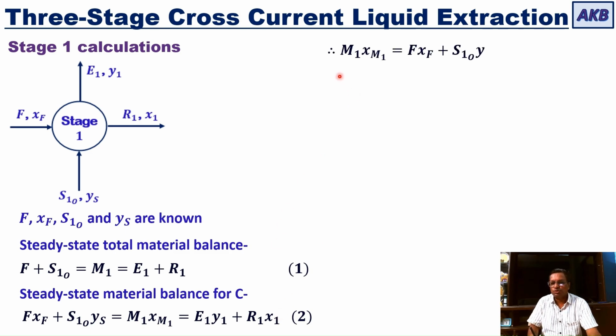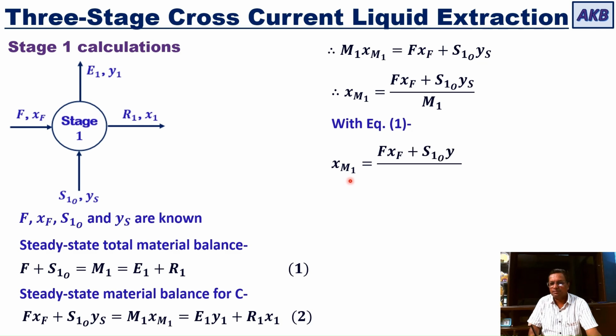So from equation number 2, we get M1 into XM1 is equal to F into XF plus S10 into YS. That is, XM1 will be equal to F into XF plus S10 into YS divided by M1. Everything on the right hand side of this equation is known to us, so you can simply use the known values and get the value of XM1. So with equation 1, you can get XM1 as F into XF plus S10 into YS divided by F plus S10, because according to equation number 1, M1 is equal to F plus S10.